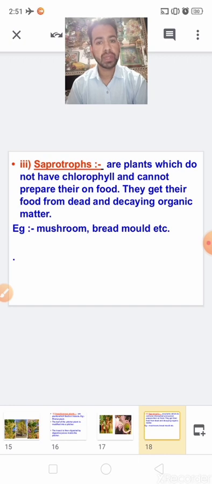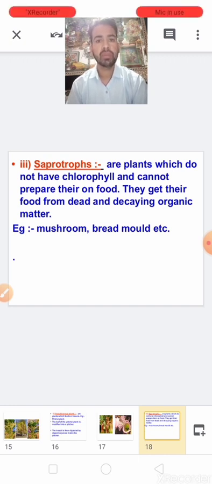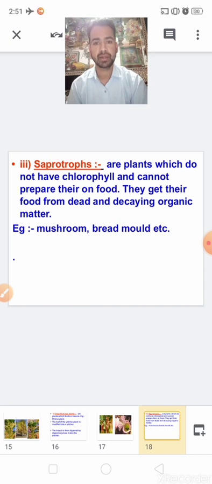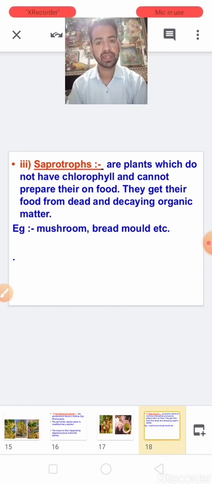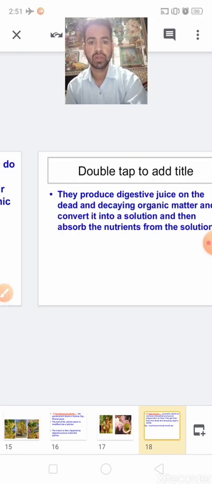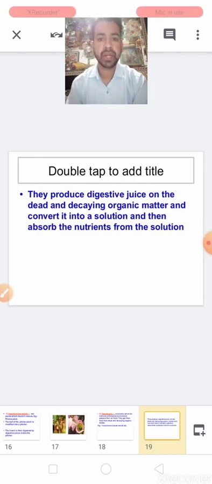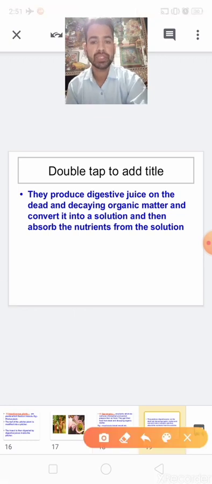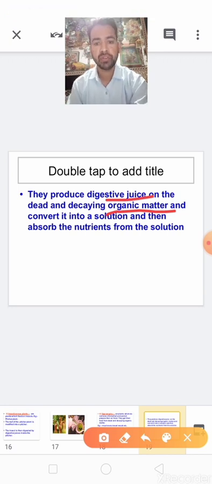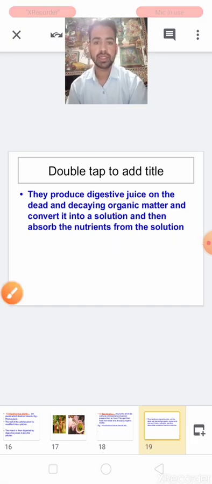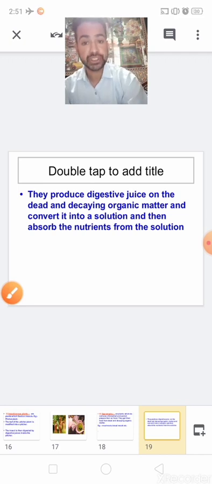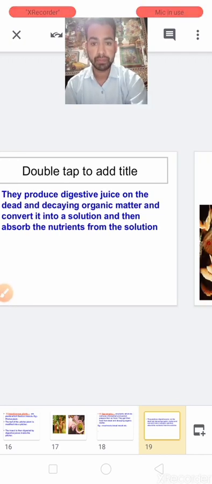Saprotrophs are those plants which take their food from dead or decaying organic matter, and the example is fungus. Fungus, that is mushroom and bread mold. Clear? These mushroom and bread mold produce digestive juices on the dead or decaying organic matter and convert it into a solution, and then absorb the nutrients from the solution. Clear? Means they produce the digestive juices on dead or decaying organic matter.